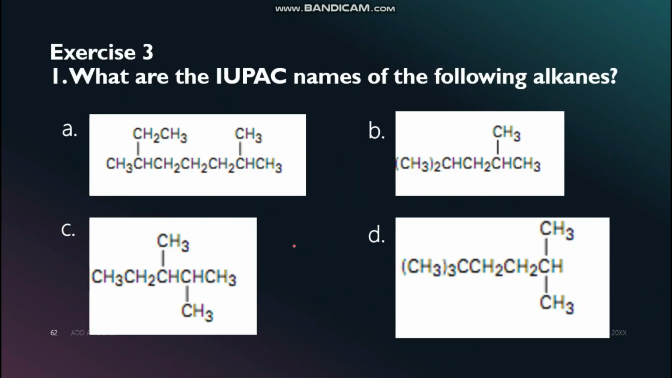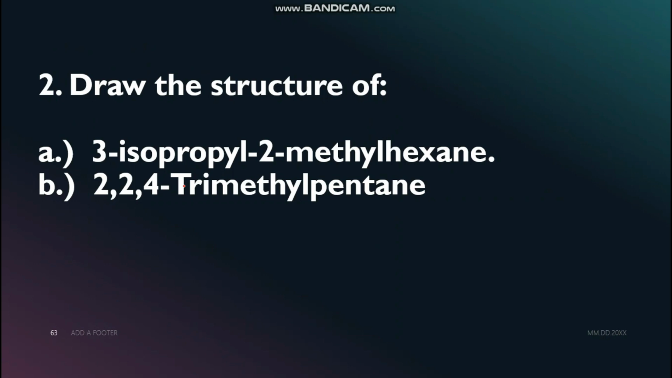Now, on this exercise, I made mistakes in numbering my exercises, so I will just edit it out later. So, you will name the following alkanes according to the IUPAC nomenclature, okay? And then you draw the structure of the following 3-isopropyl-2-methylhexane and 2,2,4-trimethylpentane. Tri, it has 3 methyls in the pentane. Okay, so that ends our chapter, our unit 3. Good luck.